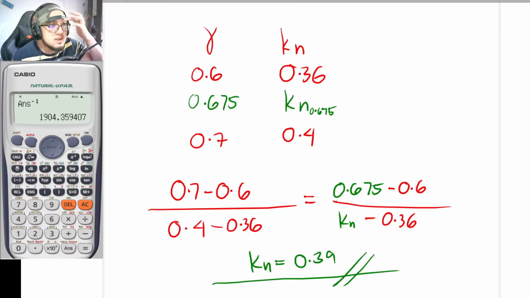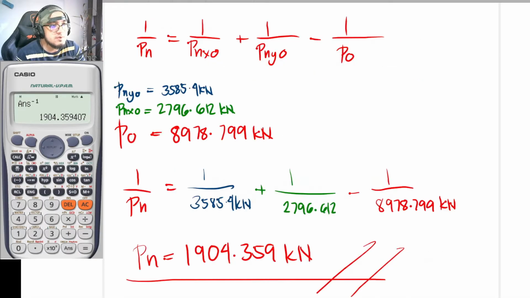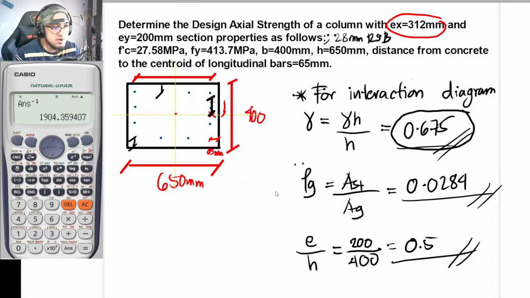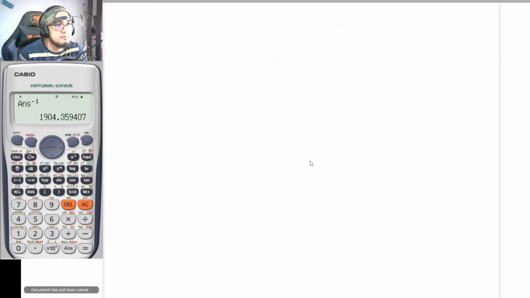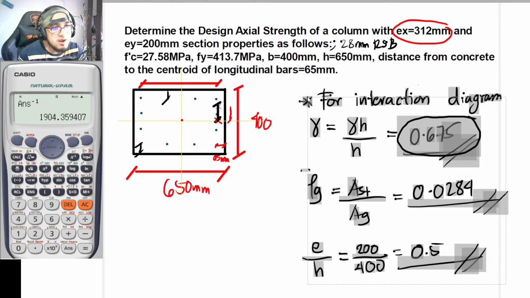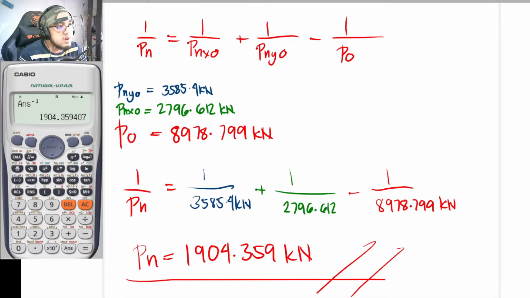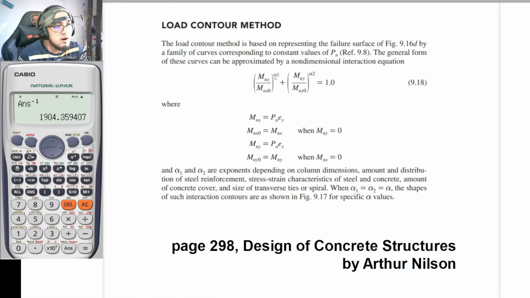Okay, so let us now proceed here. So, I will just be copying this, guys. So, copy ko lang sandali. Ayan. Okay, so ito naman. So, same naman for interaction diagram. Yan pa rin. Pero, ang kailangan natin ngayon, instead of us having your PNYO, PNXO, and PO, we must have, of course, our MNX. Teka, copy ko na lang para pakita ko doon.